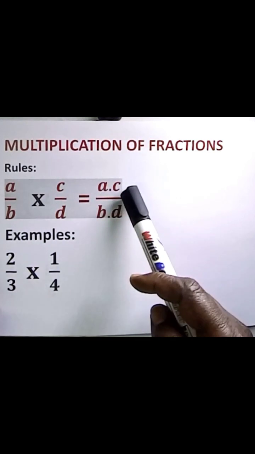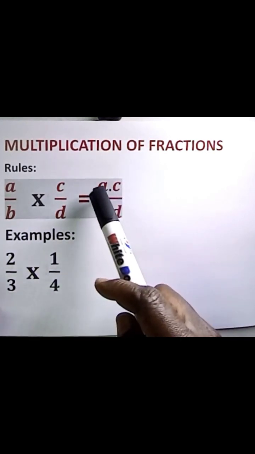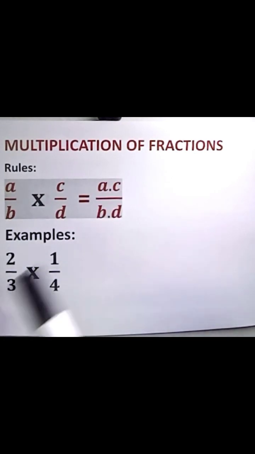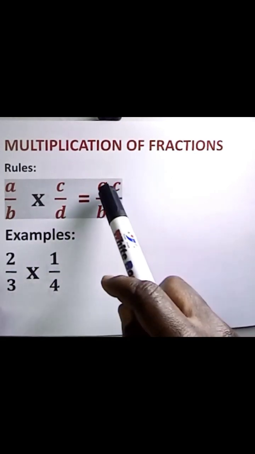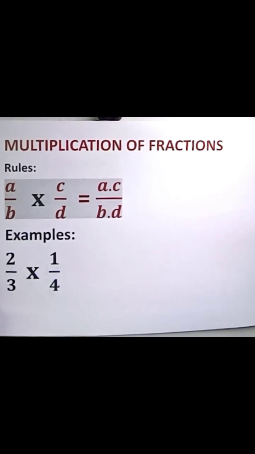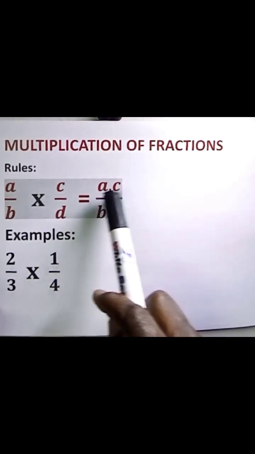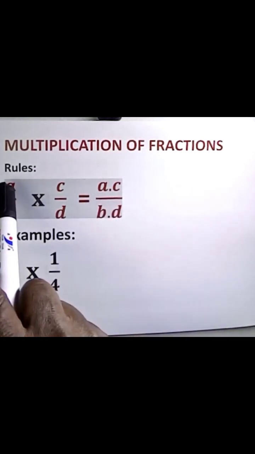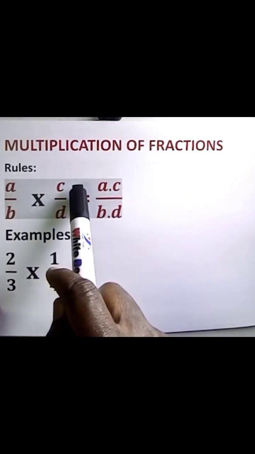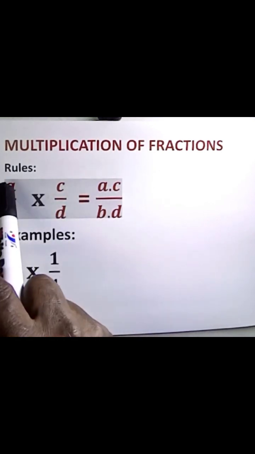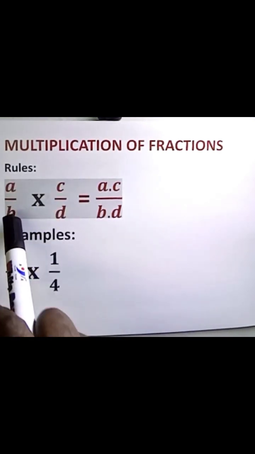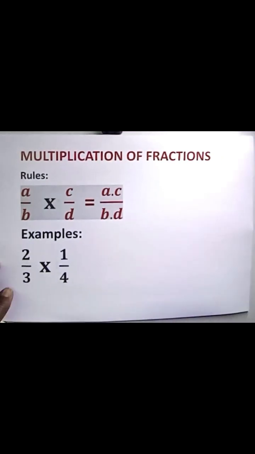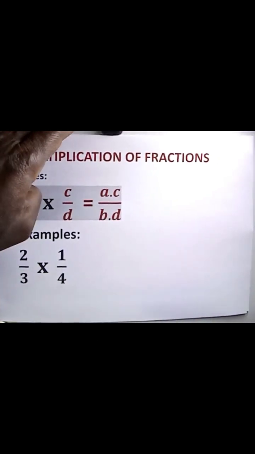So a dot c actually is saying a times c. Remember, I told you in one of my previous videos that sometimes we use dots to indicate multiplication. So a dot c means a times c. You multiply the numerators of the two different fractions, so a times c, and b times d. We have an example on the screen for us to drive home this lesson.